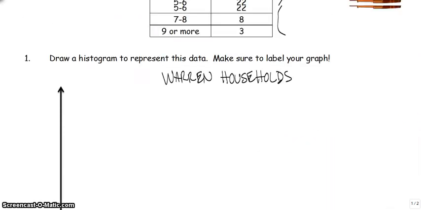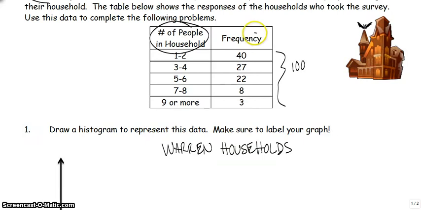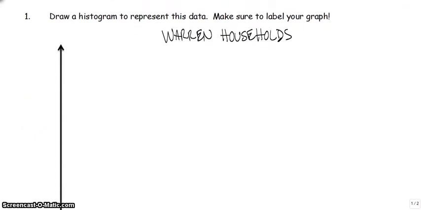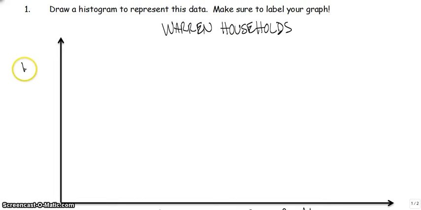Now, we're going to label our y-axis. The y-axis gets labeled with the frequency. Now, the frequency is the number of responses for those. So I'm going to label this the number of households that responded with that answer.